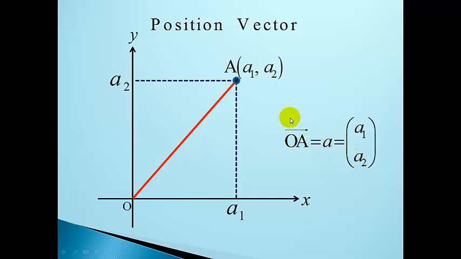So with the position vector form, we have our x coordinate up, then we have our y coordinate down, instead of the coordinate separated by the comma. This is the coordinate form, and this is the position vector form. So if you have a point A, a1, a2, and you want to express it in the position vector form, it is OA, which is the same as small letter a, and this is equal to a1, a2 as shown.